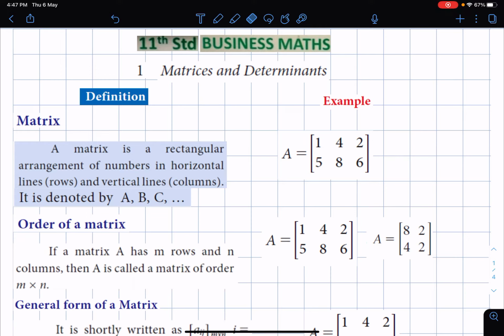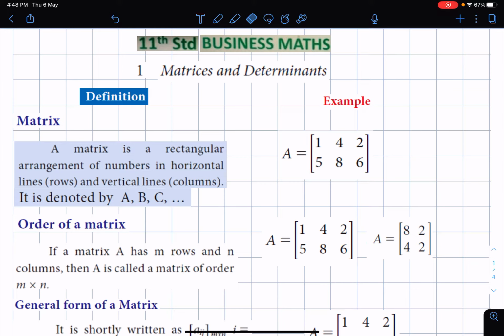You have already seen matrices in your earlier classes, but this is going to be a review for you once again. I'm going to give you all the definition and types of matrices. First we'll get into what is the definition of matrix. A matrix is a rectangular arrangement of numbers in horizontal lines and vertical lines and denoted by capital letters.